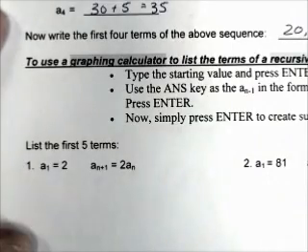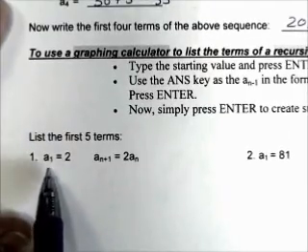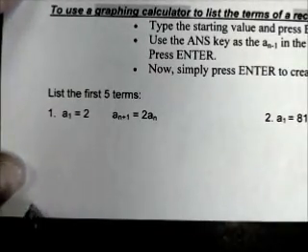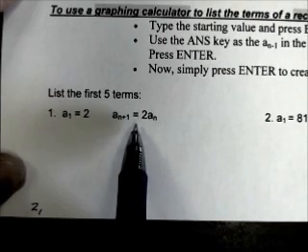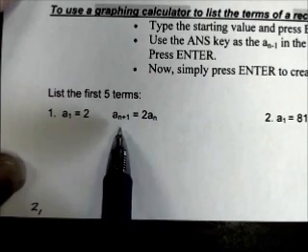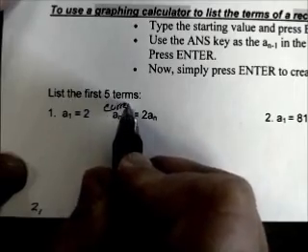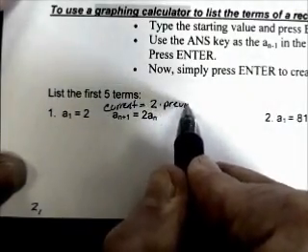List the first 5 terms. All right, listing the first 5. This is the first term. I'll put that at the bottom so we don't forget. The first term is given to us. I'm reading this as a sub n plus 1 is equal to 2 times a sub n. Or the current term is equal to 2 times the previous term.